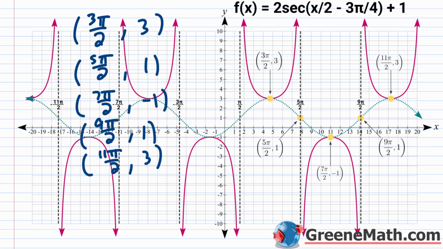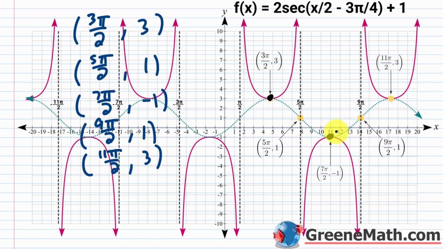So again, looking at the start of the cycle, you have the 3 pi over 2 comma 3. That's a shared point. Quarter of the way through, you have 5 pi over 2 comma 1. Again, this x value, you're going to get a vertical asymptote there for the secant function. If you plugged in 5 pi over 2 for x, you're going to end up with the secant of pi over 2. So that's what this is going to turn into, and the secant of pi over 2 is undefined. So you get a vertical asymptote there at x equals 5 pi over 2. Then you get 7 pi over 2 comma -1.